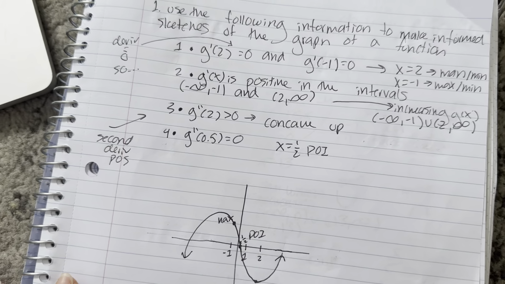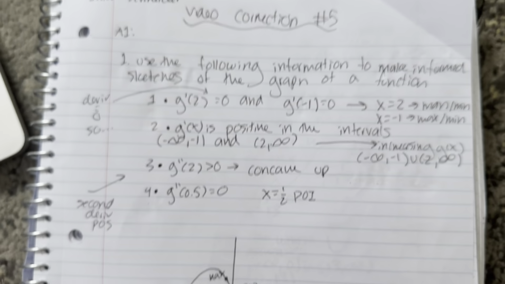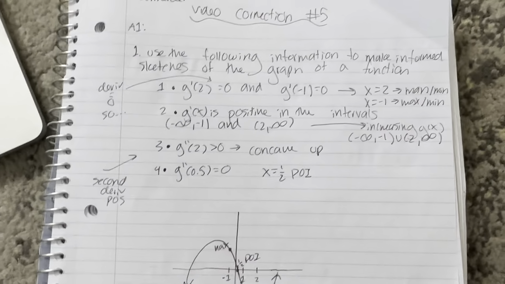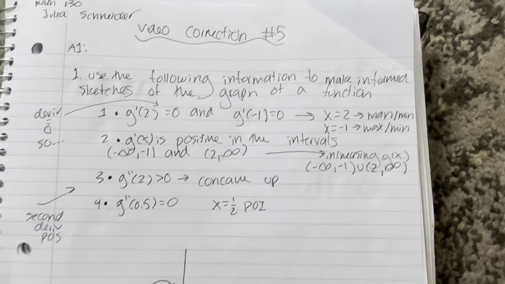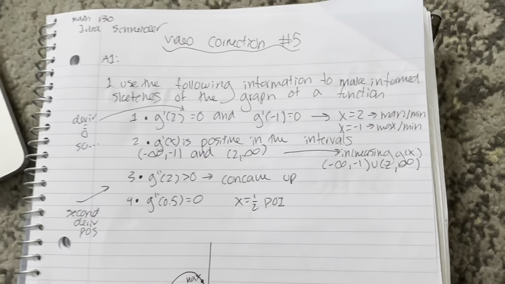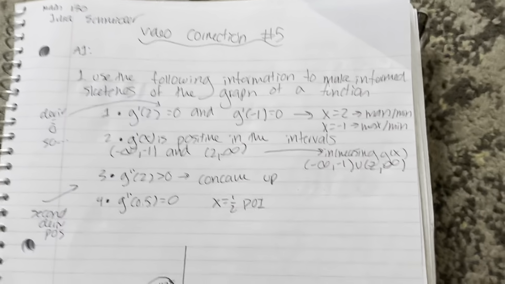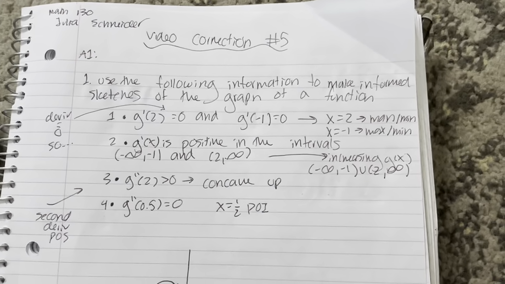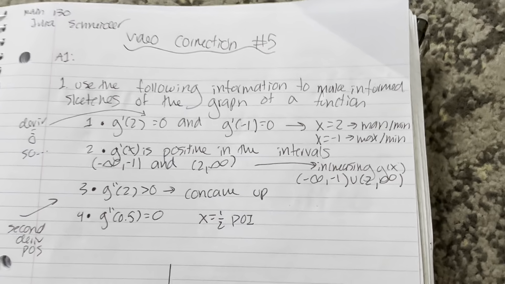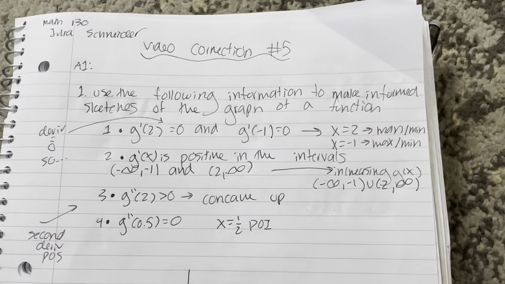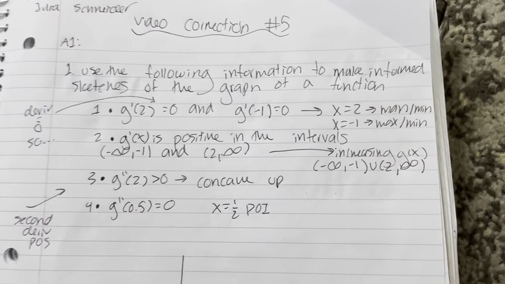At first, I will be correcting this same example, and then I will be providing 2 additional examples. So the first clause says g prime of 2 equals 0 and g prime of negative 1 equals 0, which means that at x equals 2 and at x equals negative 1, there are critical points, and they are either maximums or minimums, and we don't know which yet. All we know is that they're critical points, and that they're either max or mins because it's the first derivative, and it equals 0.